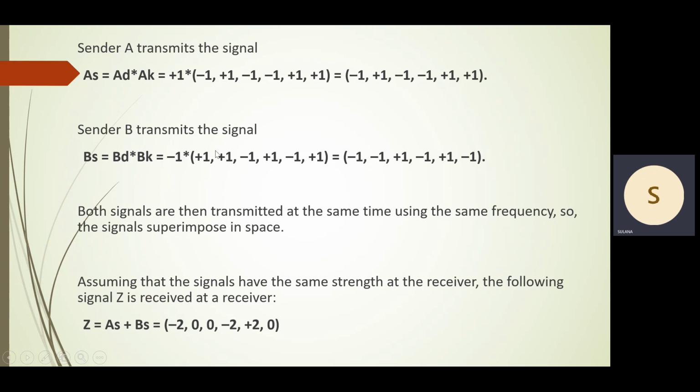So bit by bit, let us add. -1 plus -1 is -2. +1 plus -1 is 0. -1 plus +1 is 0. -1 added to -1 is -2. +1 added to +1 is +2. +1 added to -1 is 0. So this Z is the data received at the receiver.